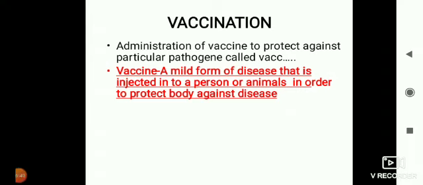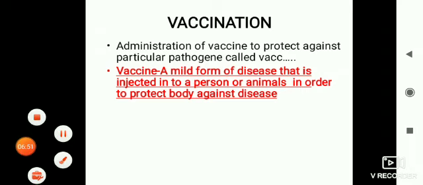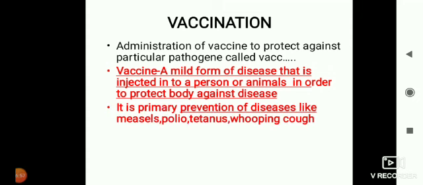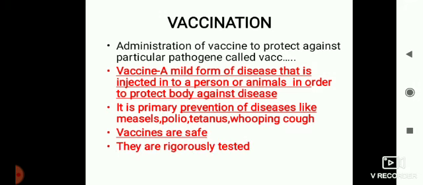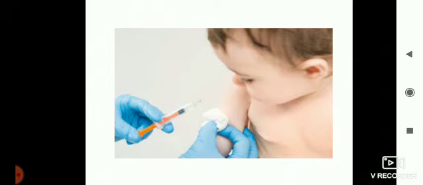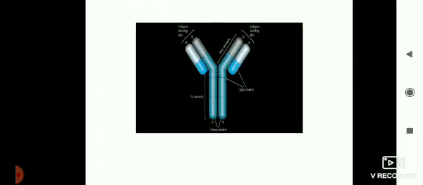So what is vaccine? It is weakened virus, killed virus, or weakened proteins. It is primary prevention of diseases like measles, polio, tetanus, whooping cough, coronavirus. Vaccines are safe because they are rigorously tested. In the picture you can see the child is vaccinated.